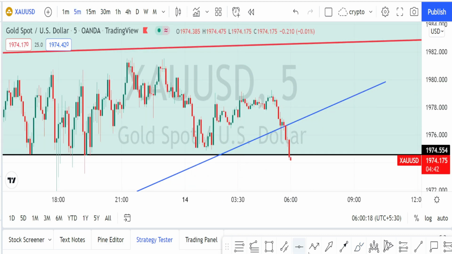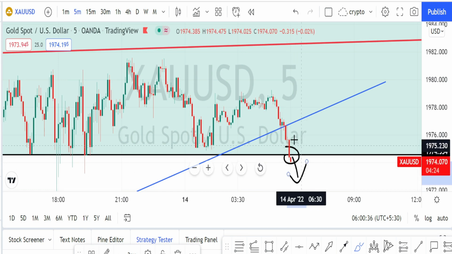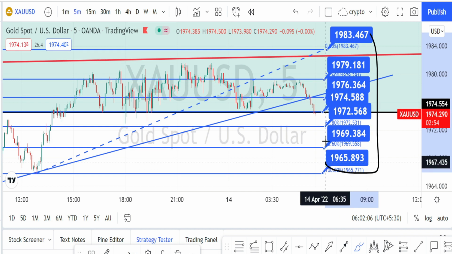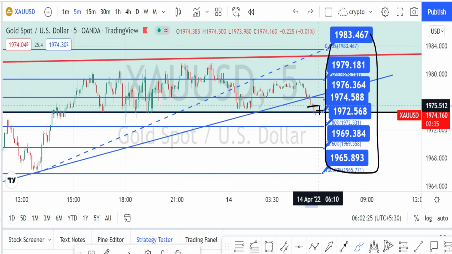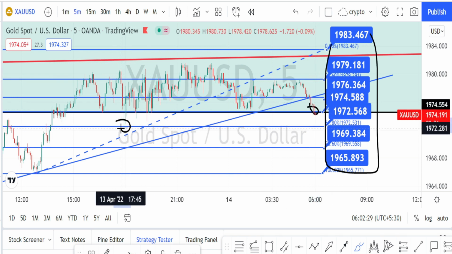Let us do the analysis in 5 minutes time frame. I am in 5 minutes time frame now. Here also we can notice the price action breaking this higher time frame support level of 1974 and it is on a bearish trend reversal. So the values in blue color boxes are the support and resistance levels for 5 minutes time frame. Currently the price action is showing a bearish trend reversal. Wait for it to break the previous low of 1972 to get a confirmation on the bearish trend reversal.